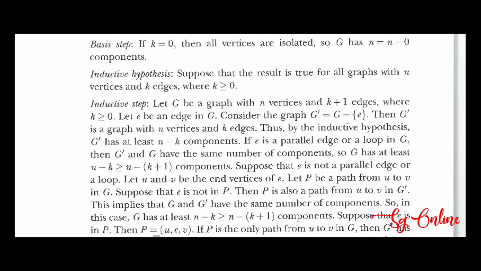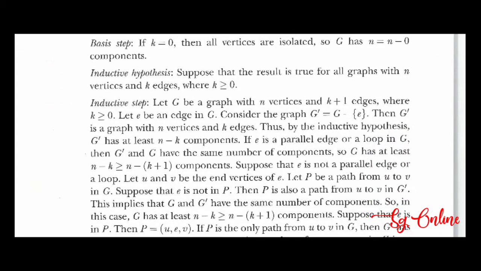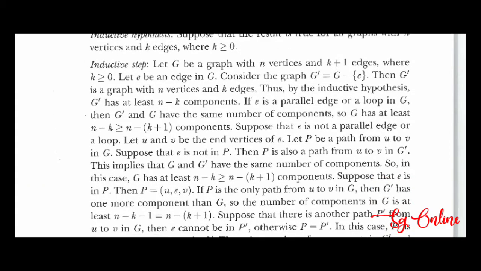For the induction, we assume that the result is true for n and k, and then we want to prove it for n and k plus 1. Now if there are k plus 1 edges in the graph, we just delete one edge to make the graph one with n vertices and k edges. Then by the induction hypothesis we have at least n minus k components. Now we consider some cases. The first case is that the edge we deleted is a parallel edge or a loop. Then the graph has the same number of components, and so it has at least n minus k components, and that is greater than or equal to n minus (k plus 1) components.